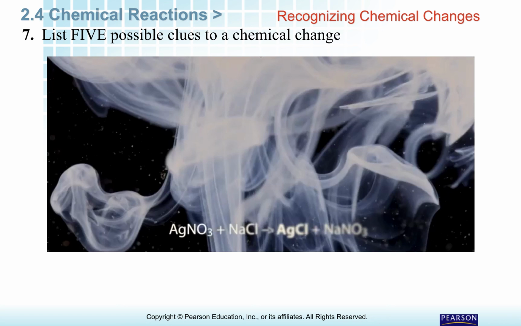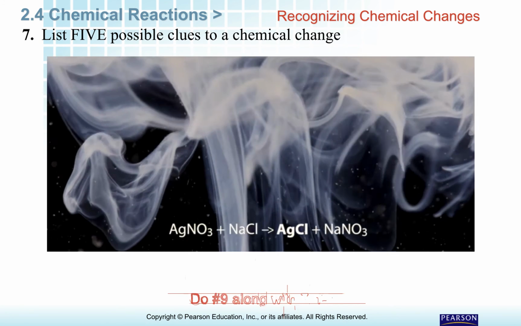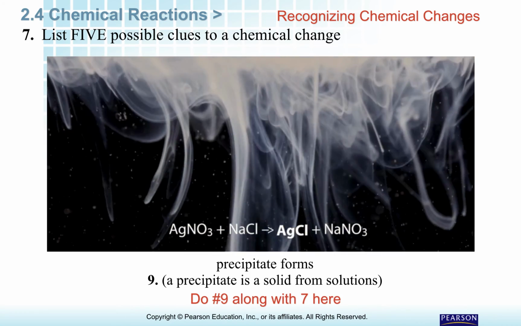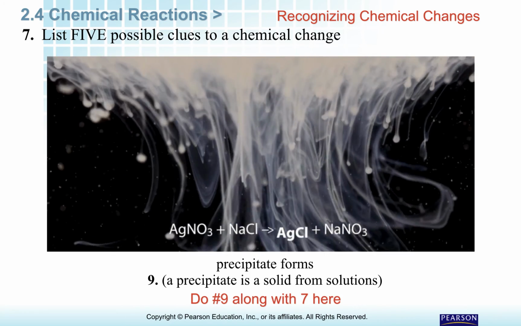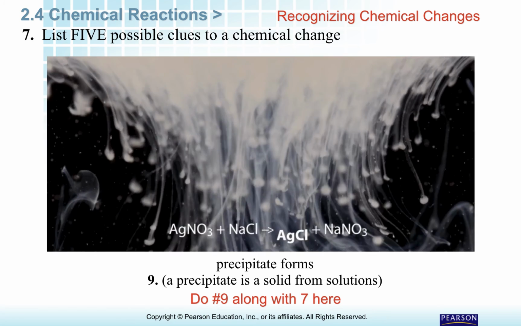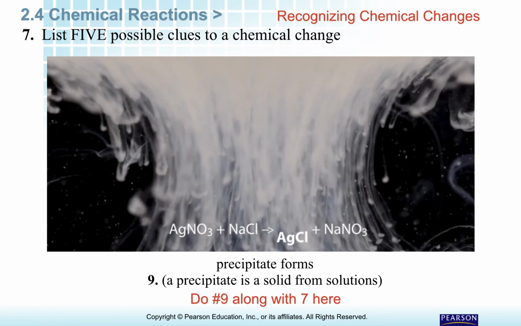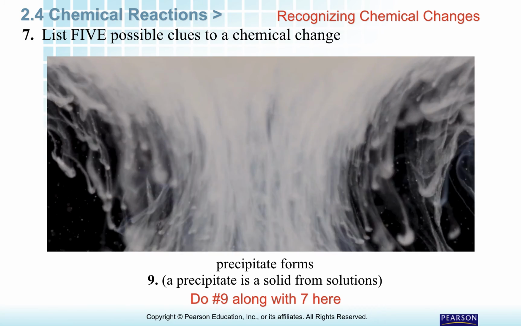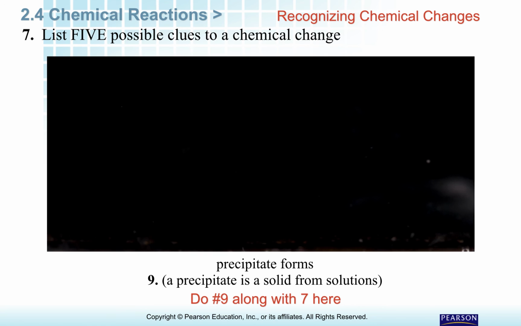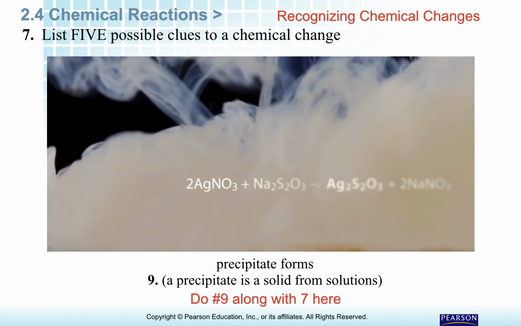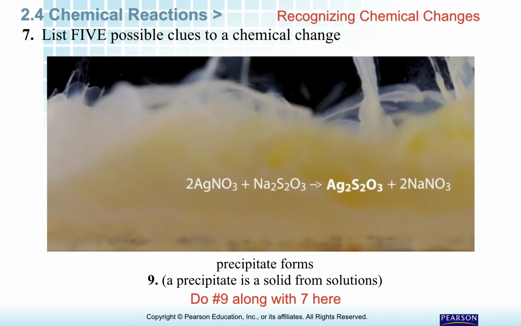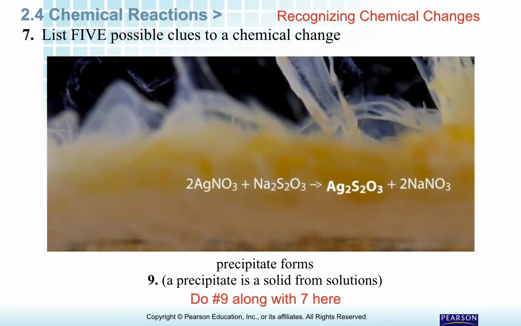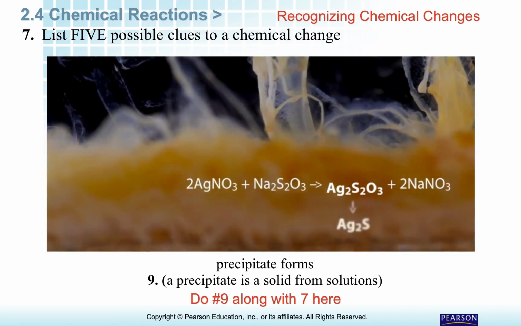The next one is one that you will see once we get to do labs, and it is the formation of a precipitate. A precipitate is a solid that forms from solutions. The first one is showing you the formation of silver chloride from silver nitrate and sodium chloride solutions. The second one is the formation of silver thiosulfate from silver nitrate and sodium thiosulfate.